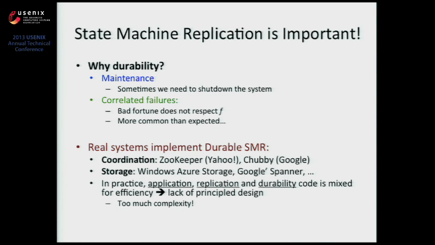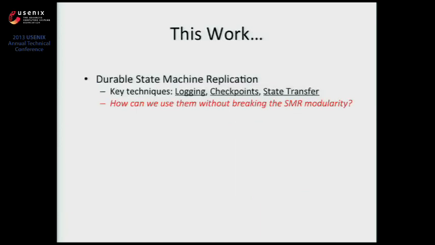But the problem is that in practice, the logic about application, replication, and durability is interleaved in the code, making things very complex to design and maintain. This is the kind of code that is really complicated to get right. If you look on the internet, there are not many implementations of these things that you can use. So in this work, we try to implement durable state machine replication in a modular way. By durability, I mean logging, checkpoint, and state transfer. The question here is how can you use them without breaking the SMR modularity?